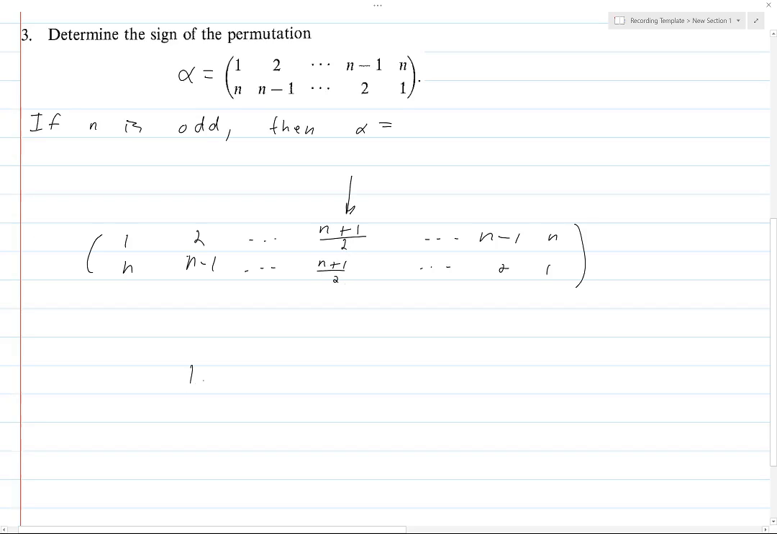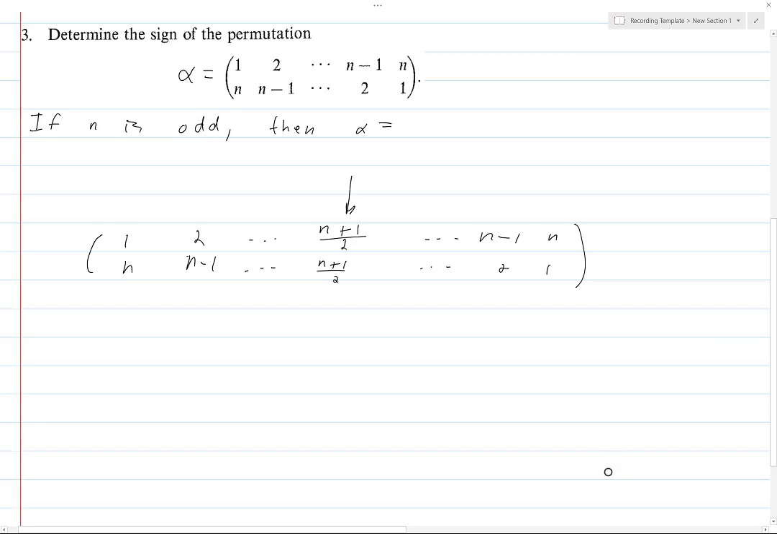Because if we had 1, 2, 3, 4, 5, and then whatever at the bottom, this 3 is the middle point, and that's 5 plus 1 divided by 2, which is 3. You can verify for yourself that this is what it's going to look like in the middle. You're going to have this n plus 1 over 2 sends to n plus 1 over 2.